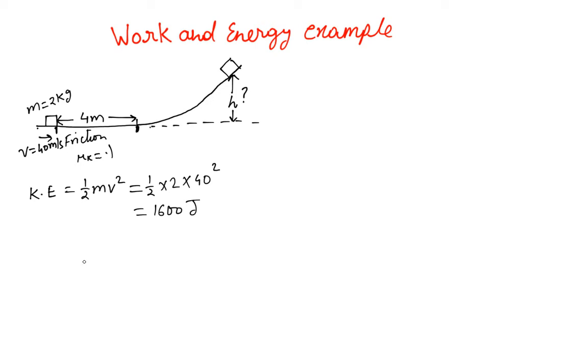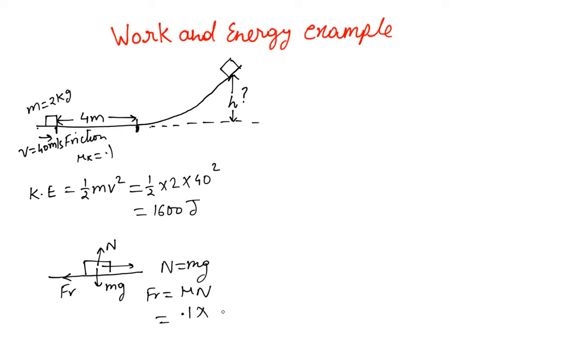Well, the work done by friction is always negative, so it always takes up energy. We already have talked about that, but let's do it again. We know that if this object is moving like that, friction acts in the opposite direction, Fr. And from the free body diagram we know, as it's not moving on the y-axis, N is mg, and Fr is mu N, which is nothing but 0.1 multiplied by 2 multiplied by 10. Let's take g to be 10 meters per second squared, and that gives us 2 newtons.